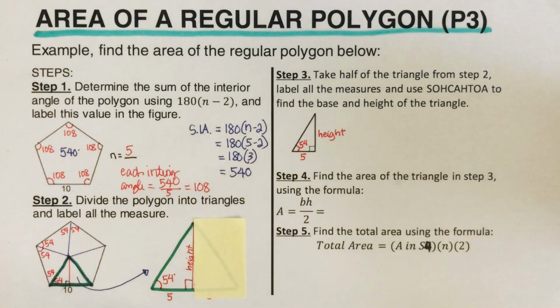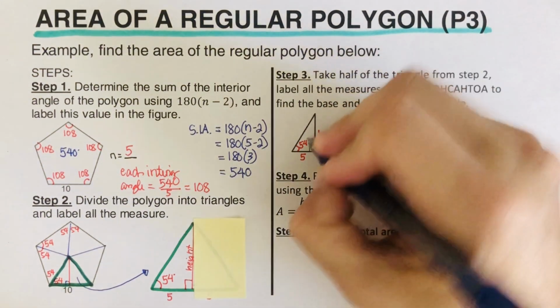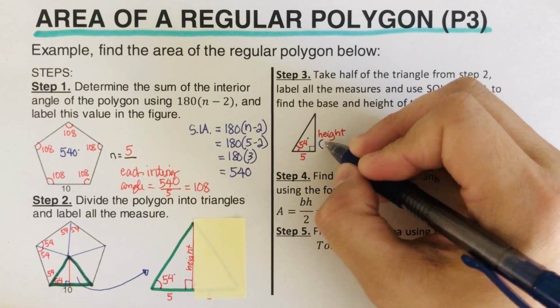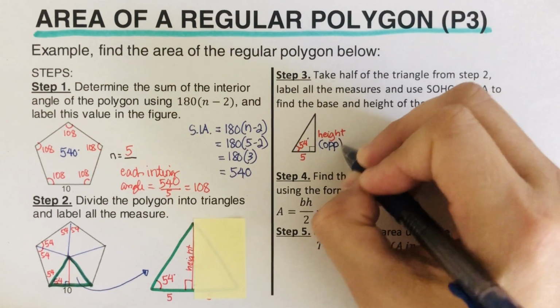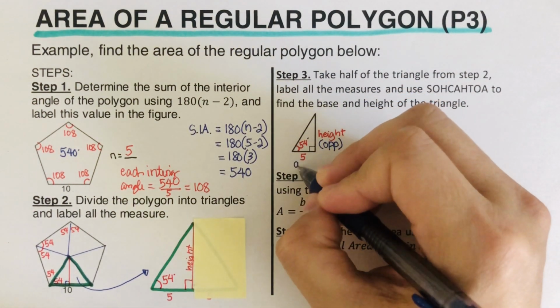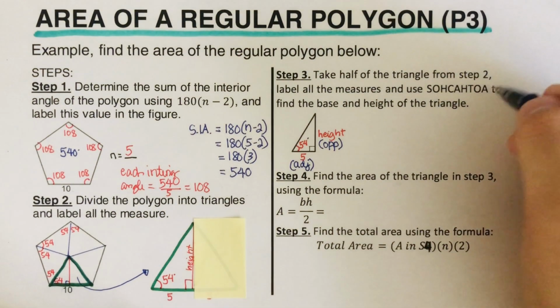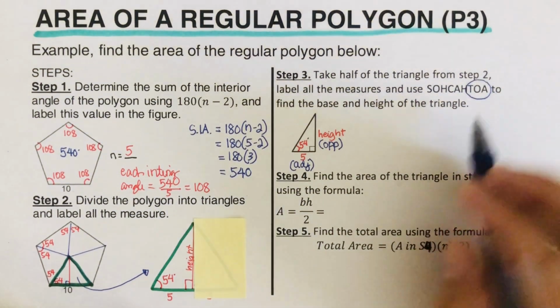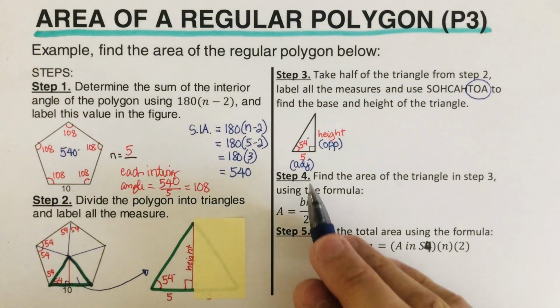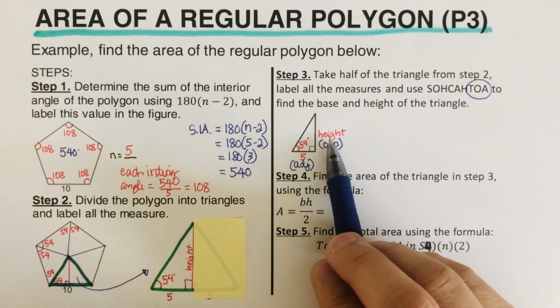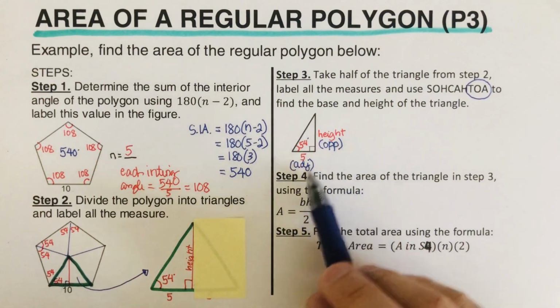Now, if we label the parts from 54 degrees, our height is actually the opposite. And the 5 here is the adjacent. So we have an opposite and adjacent. So we're going to use the TOA. Opposite over adjacent. So to set up the equation, because we don't know what the height is, but we have an adjacent, we're going to use the TOA.